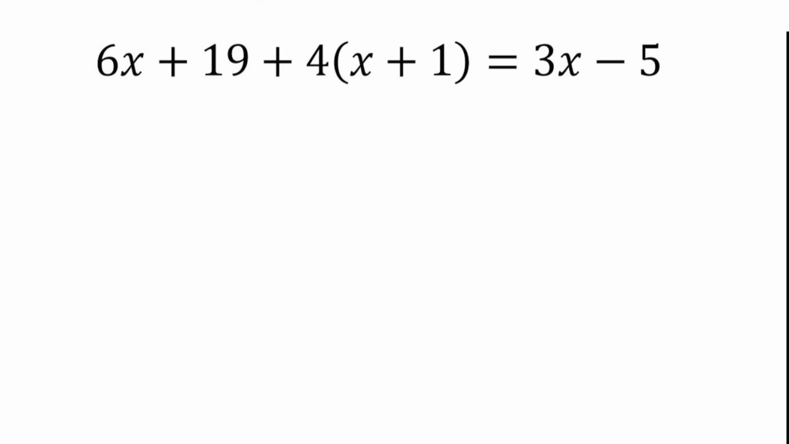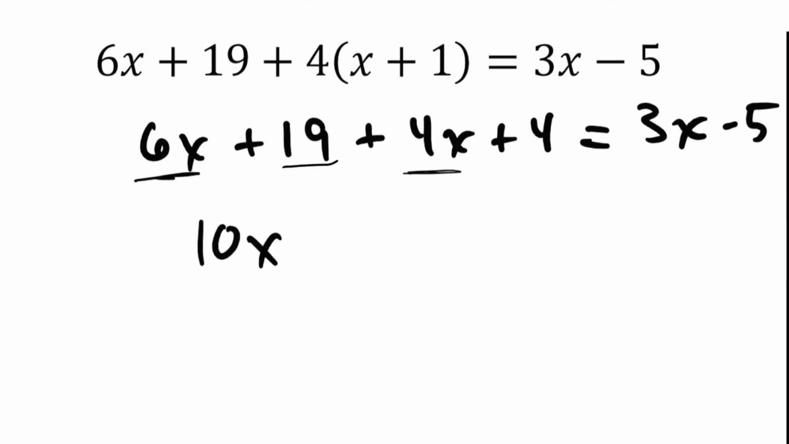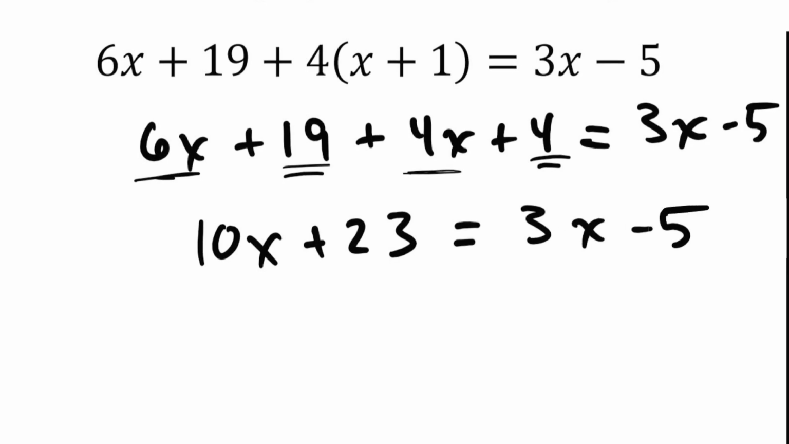And most of you, this is clearly a skill learned elsewhere, not necessarily in my class, did write this as 4x plus a 4. And on the other side, I've got 3x minus 5. I can combine the 4x and the 6x, so this becomes 10x. And I can also combine this 19 and the 4: 19, 20, 21, 22, 23. So 10x plus 23. On the other side, we still have the 3x and the minus 5.